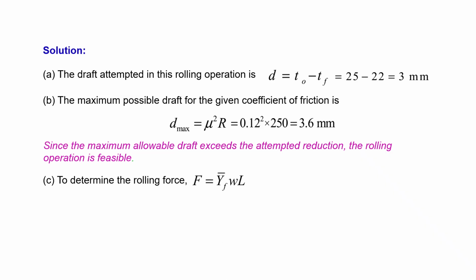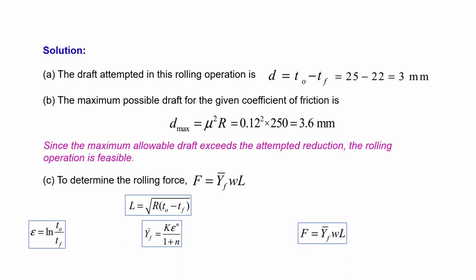Now we need to remind ourselves of the rolling force. This is going to be equal to Y prime f multiplied by w multiplied by L. For us, we know what the value for the w is. We need to calculate the L, and we need to calculate the Y prime f. So these are the equations we're going to use to do the calculations.